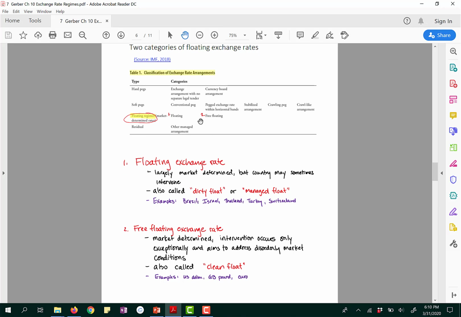The second subcategory of the floating exchange rate regimes is free floating. These are exchange rates that are market determined, but still it's possible there is some intervention by the government, but that intervention is pretty rare and unusual, and it aims to address disorderly market conditions. This is also called a clean float sometimes. Currencies that fall into this category, some examples include the US dollar, the Great British Pound, and the euro.